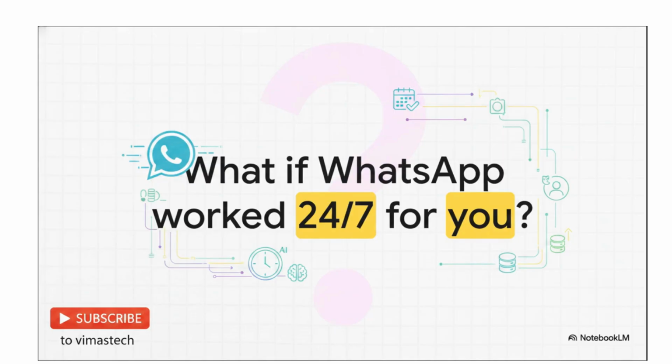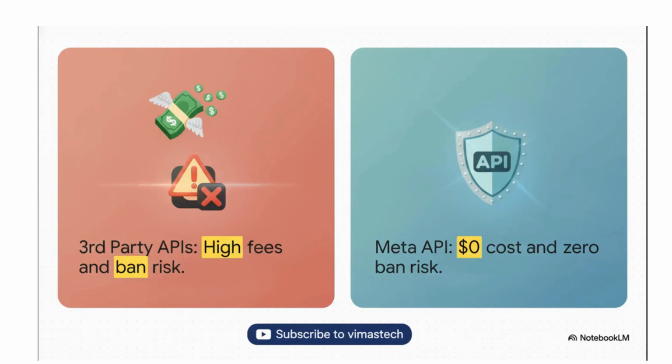But it's really not. Right now, you essentially have two paths. On one hand, you've got third-party APIs. You might be dropping thousands of dollars every single month on these. And worse, you run a super high risk of getting your WhatsApp account banned entirely. But our approach today, we're using the official Meta API. That means zero cost and zero ban risk. You get complete safety and total control.